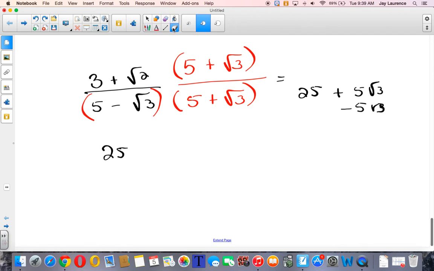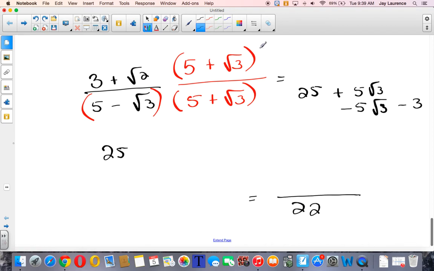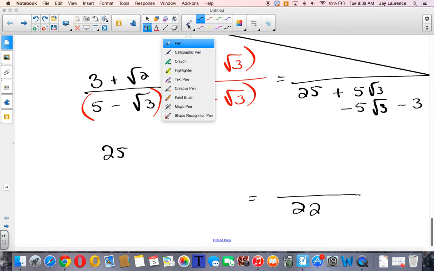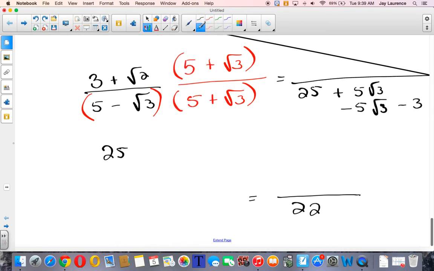Let me rewrite that so you can actually read it. Rad 3 minus 3. Looks like my denominator is going to end up being 22. My numerator is also a double distribution situation. Let me see, will it erase? It will. Okay, so getting rid of that line.